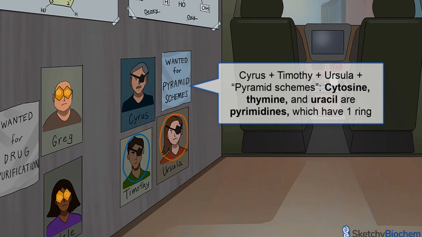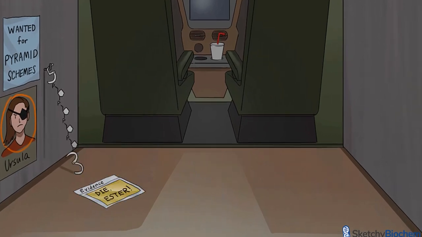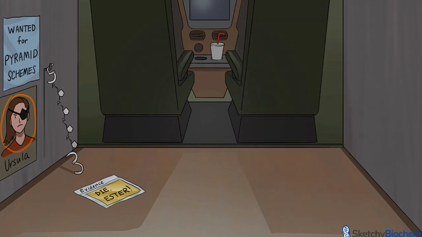Timothy is circled in blue and Ursula is circled in orange because thymine is only found in DNA and uracil is only found in RNA. These fancy handcuffs have a 5 and 3 end. They represent nucleotides held together by phosphodiester bonds. The 5' phosphate group of one nucleotide binds to the 3' hydroxyl of another nucleotide to make a phosphodiester bond. And if you don't remember any of this, it's okay, because you won't forget that lovely diester love note.